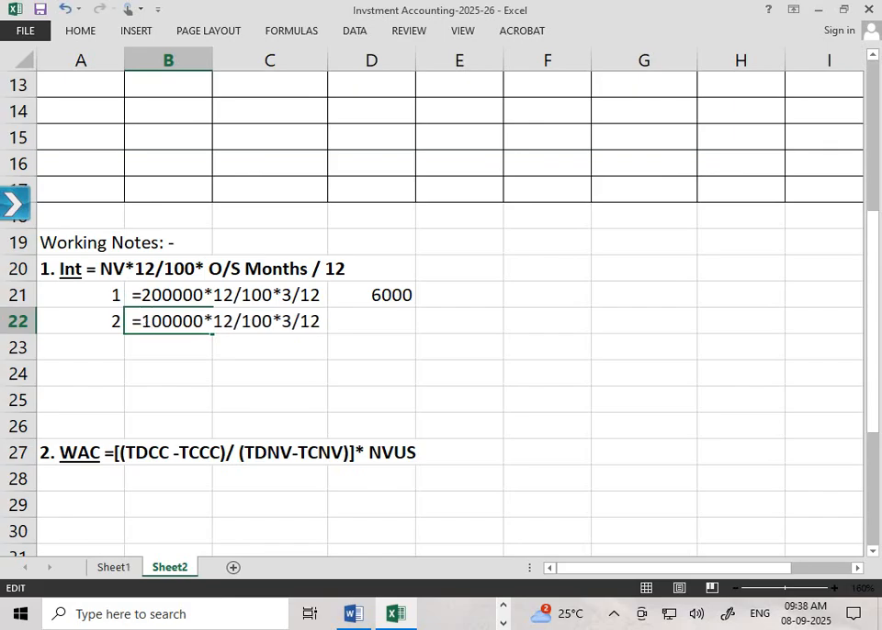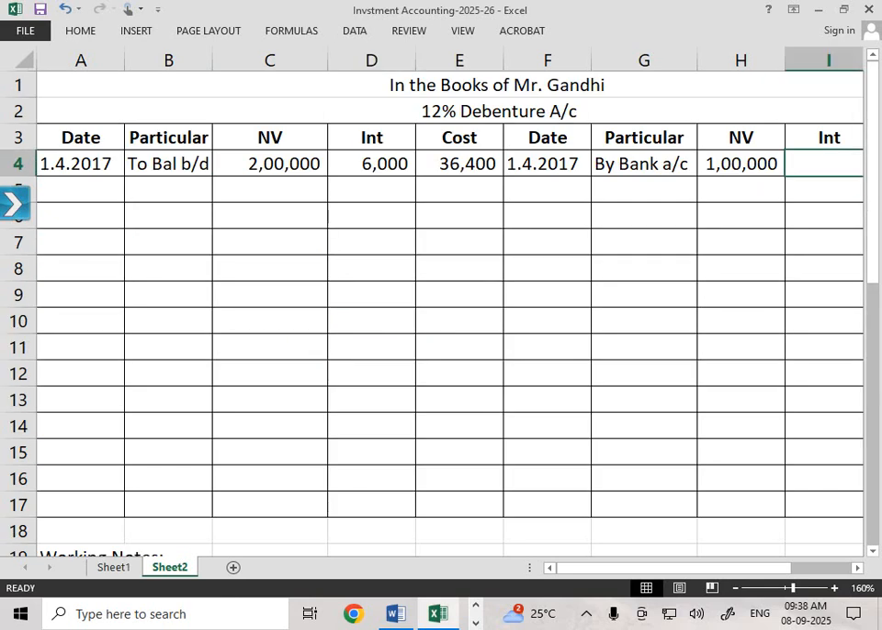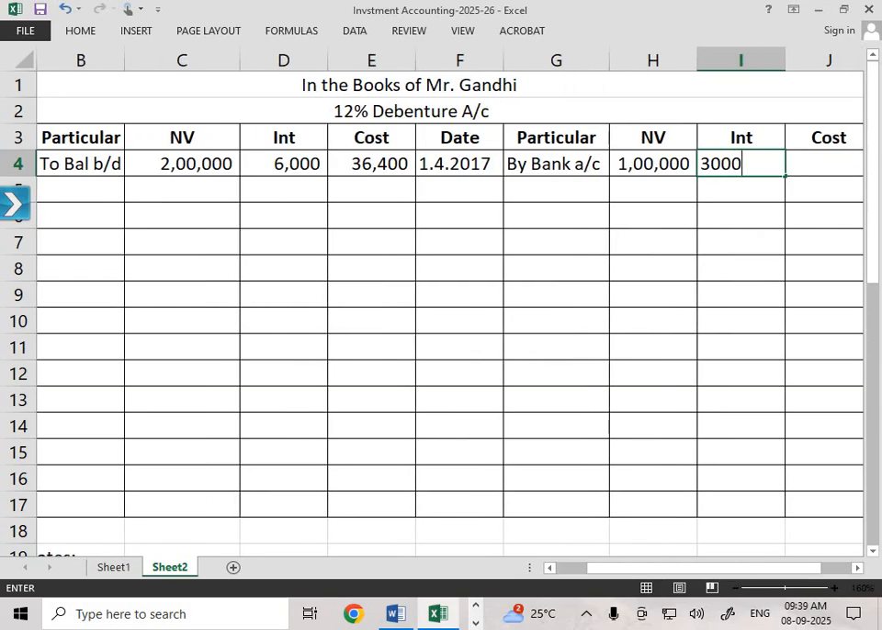12% interest. And how many months? 3 months. The last interest was due on 31st December. So January, February and March, 3 months. So how much does it come to? Calculate and tell me. 3000. So interest is what? 3000. So I will write that 3000 over here in the interest column.